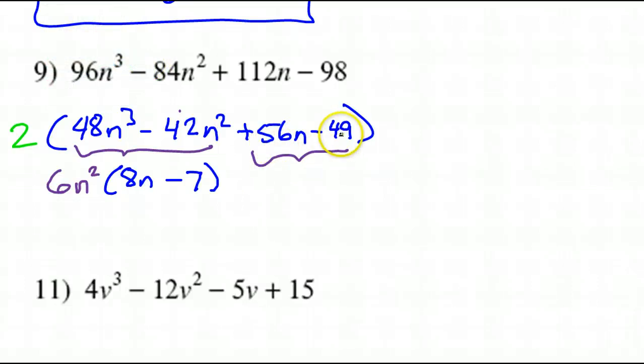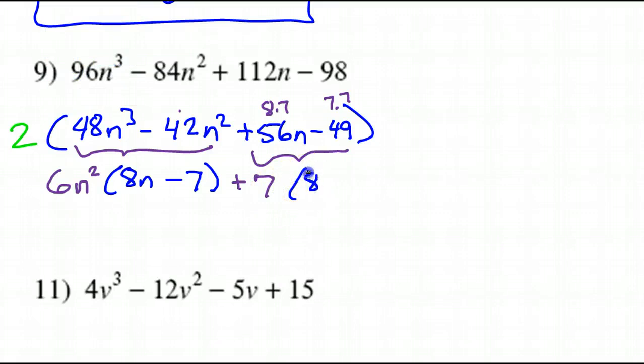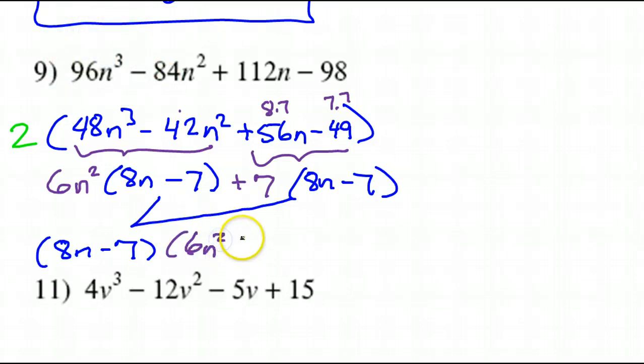Okay, both of these are divisible by 7. 56 is 8 times 7, and 49 is 7 times 7. So I could go plus, and I'm pulling out the common 7, so plus 7 and then that would be 8n minus 7. Oh, look, it's the same thing we had over there. So it is time, my friends, to take this common pair of parentheses and put it out front, 8n minus 7. And that will leave behind the purple stuff here, 6n squared plus 7.